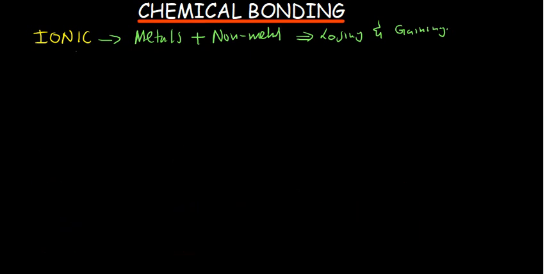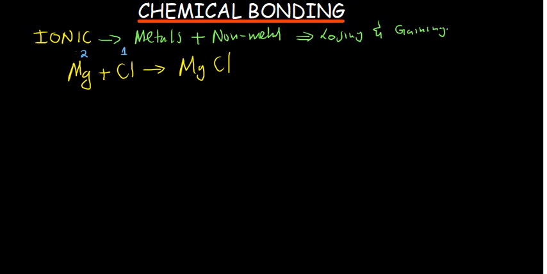Let's say you're talking about the coming together of magnesium and chlorine. When magnesium reacts with chlorine, how is the reaction going to happen? Magnesium is in group 2, it has the valence of 2. Chlorine is in group 7, it has got a valence of 1. So we're going to form magnesium chloride.